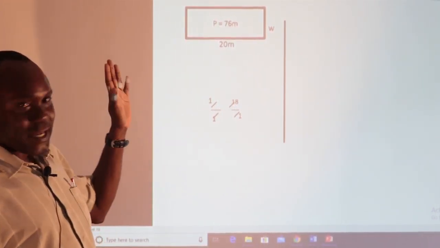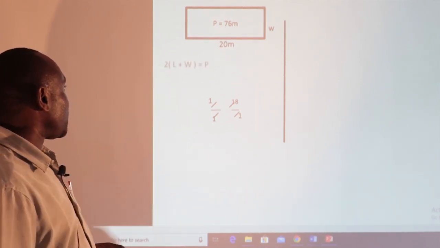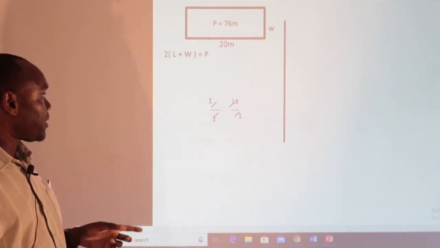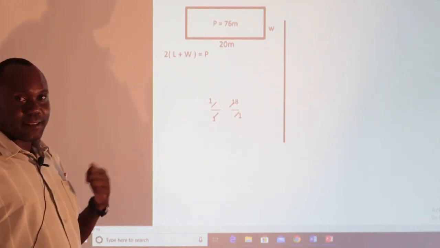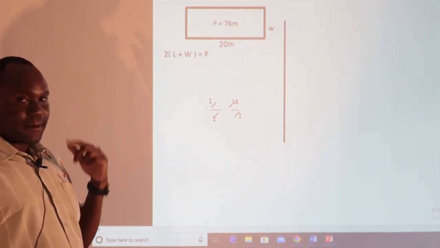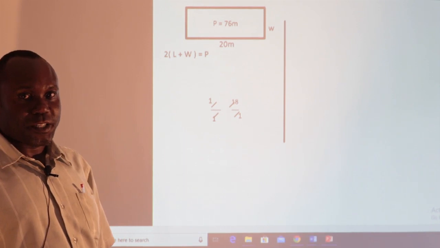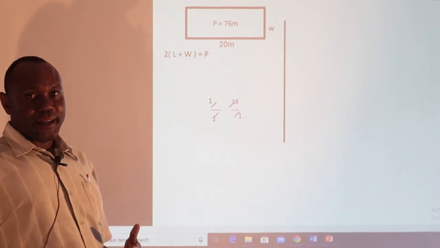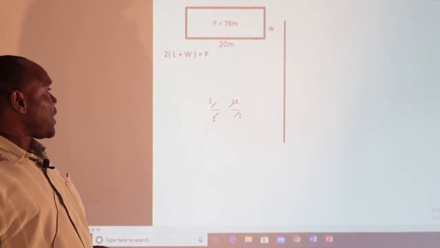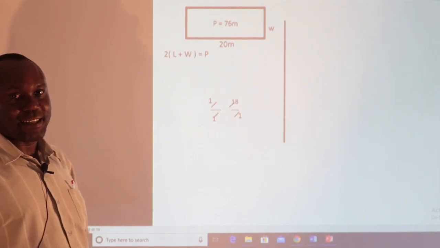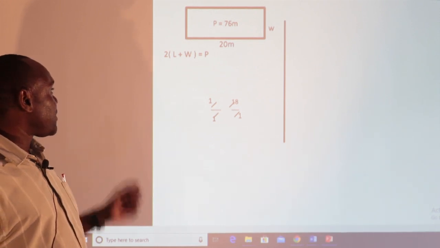After drawing your sketch like that, the most important thing now is to write the formula. That is the formula for finding the perimeter of a rectangle: 2 in brackets, length plus width, gives us the perimeter. When you were in primary 3, they were telling you length plus width plus length plus width, so other learners can also write it like that. This is now our driver. The formula is our driver.